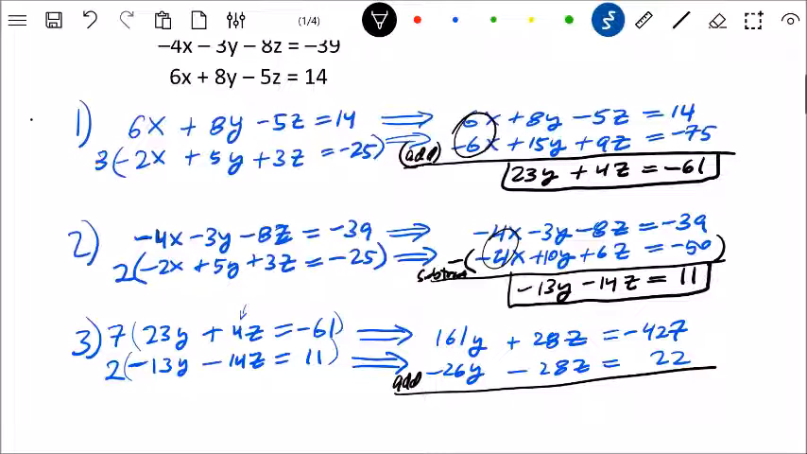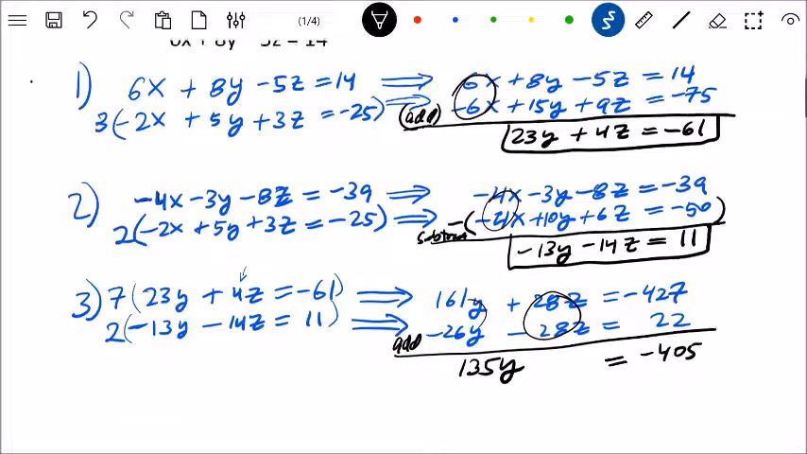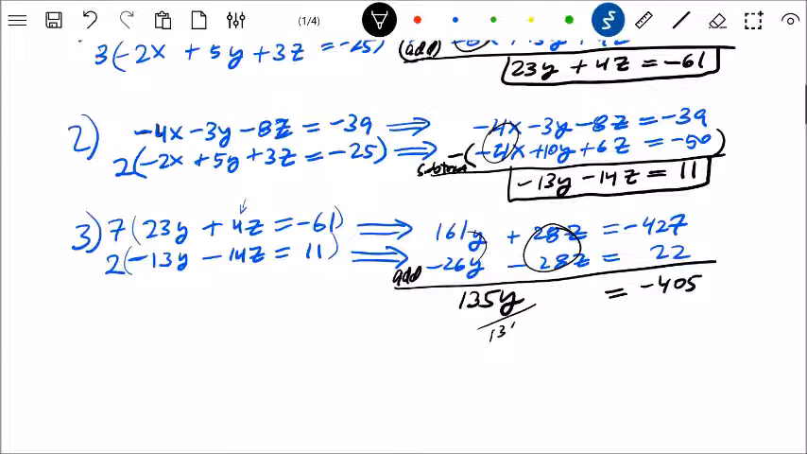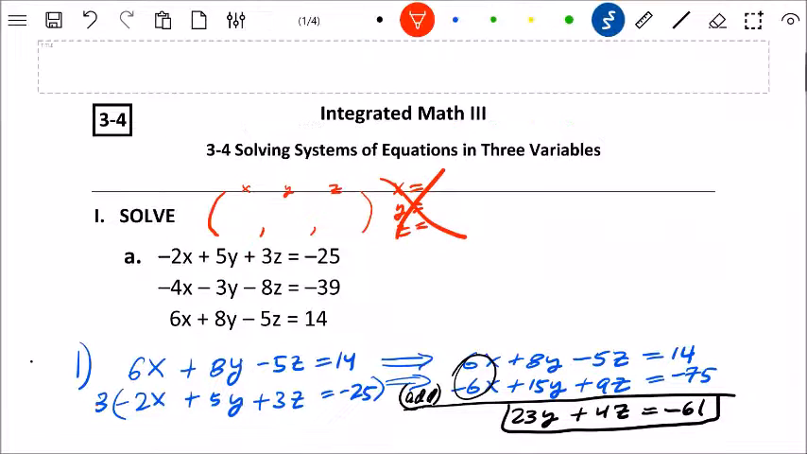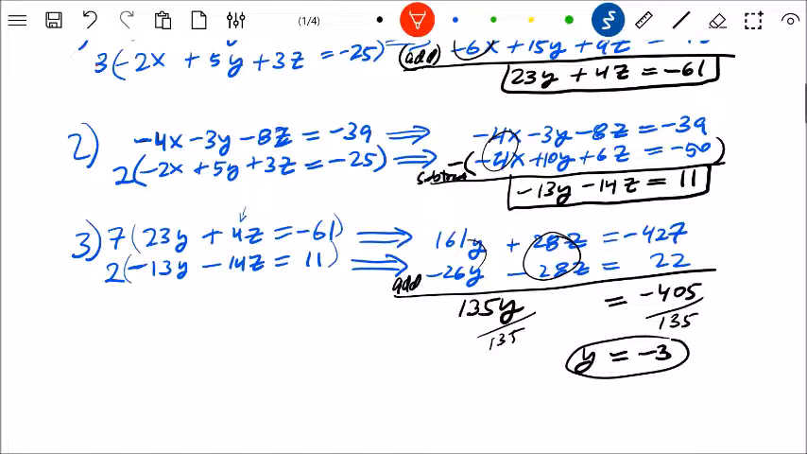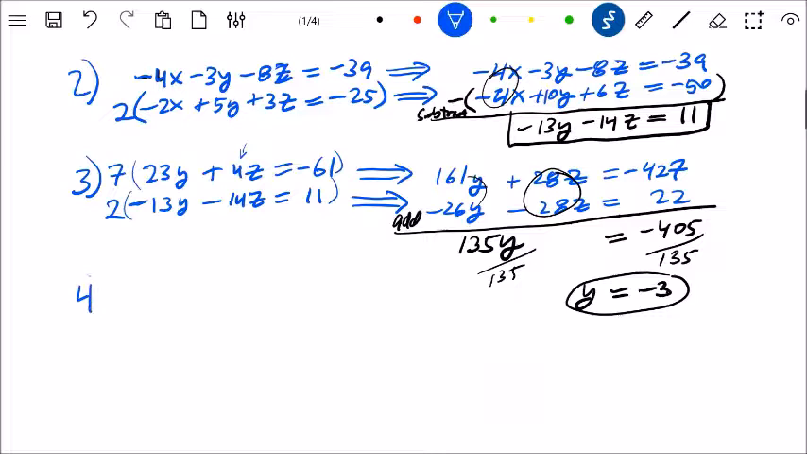So this one, the y's become 135y. These cancel to make 0 equals negative 405. And now I can divide both sides by 135, and I get that y is equal to negative 3. That gives me one of the three numbers here, a negative 3. And we can now use that for the fourth thing that we'll do.